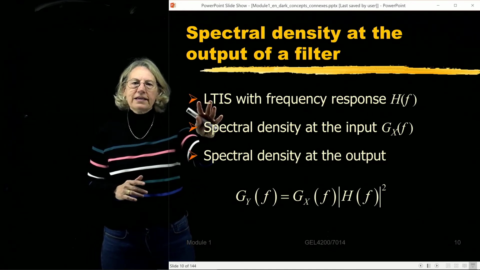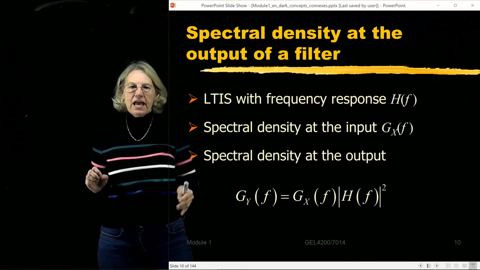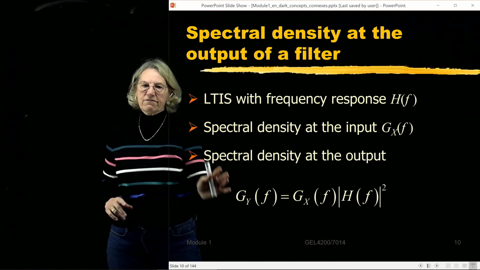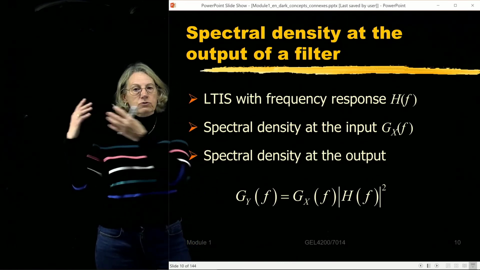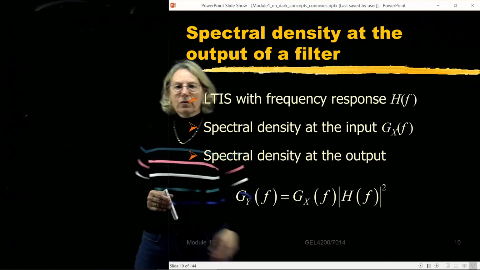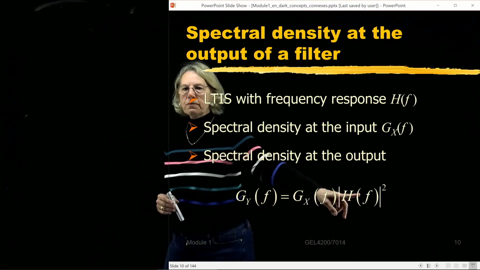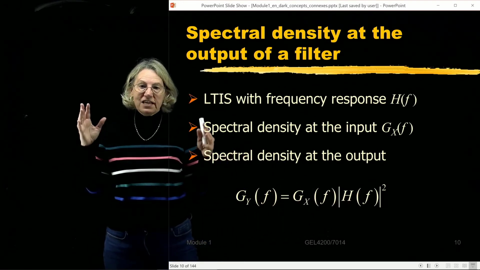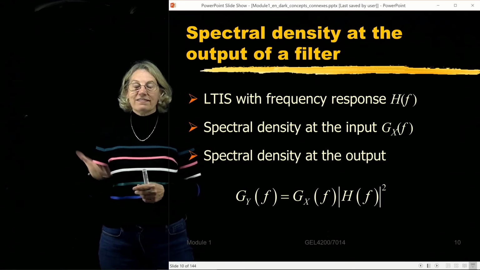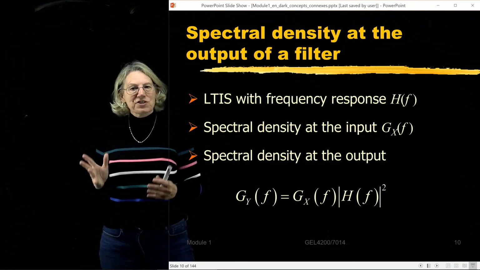I know that my linear time invariant system has this frequency response, which I call H of f, and what's really cool is that for a linear time invariant system, I can easily find the spectral density at the output of my system, and it's given by this simple relationship. So I take the input spectrum and I multiply by the modulus squared of the frequency response of my system, and that tells me exactly what the spectrum is at the output. So we can see why Fourier analysis is really important in digital communications.